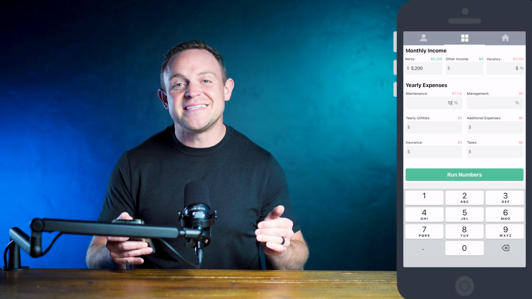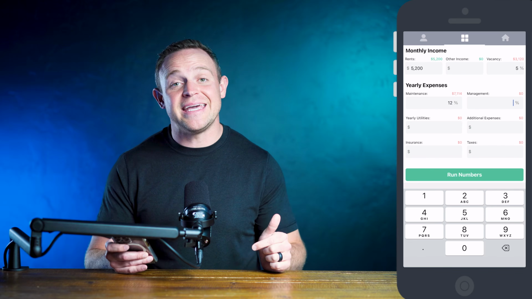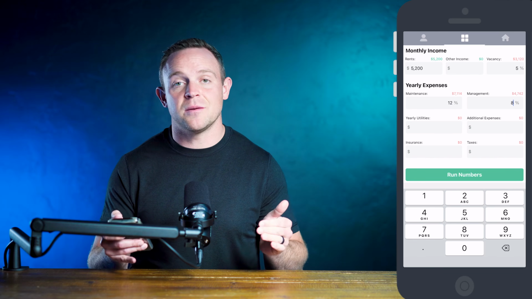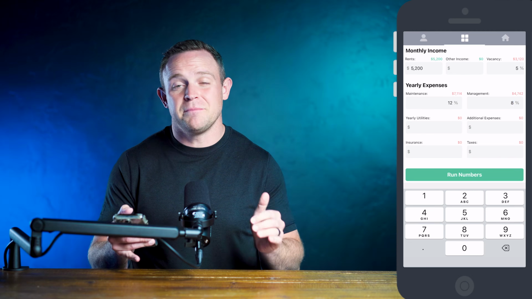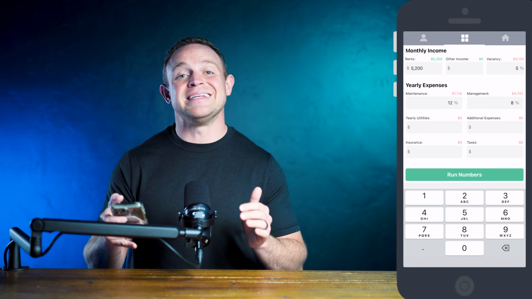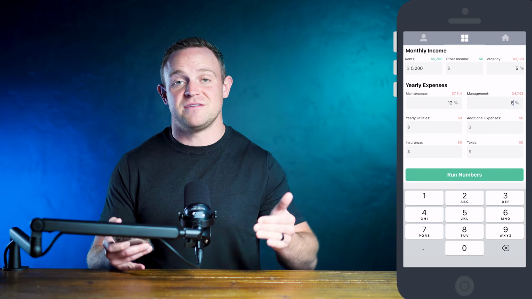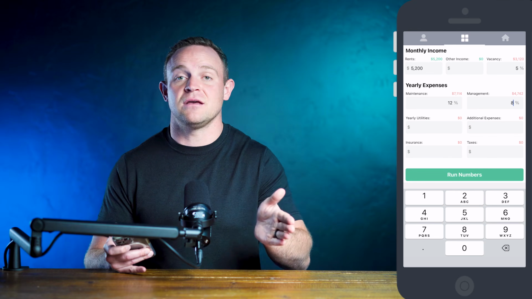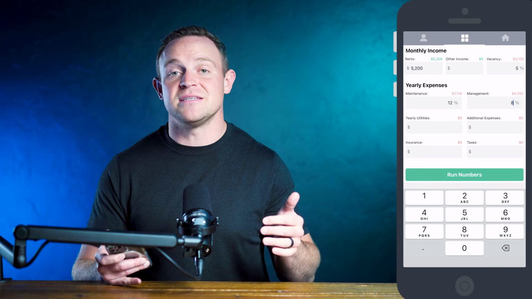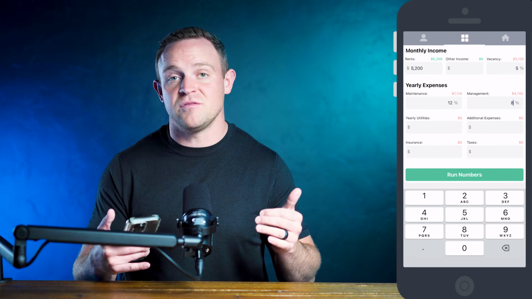The next expense is management. Now, we've plugged that in at 8%. However, this totally depends on the management company that you're working with. You've got to remember, some management companies charge just a flat fee, but others will charge additionally to that flat fee. So they'll have their flat fee, and they're taking half of your first month's rent, and they're taking other fees from the income you've got coming in.